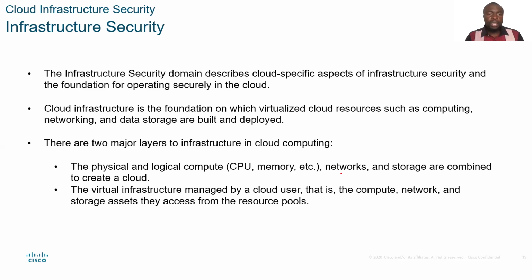Okay? So there are two major layers of infrastructure in cloud computing. We have the physical layer and the logical infrastructure. In the physical and logical compute, we're looking at network and storage combined to create a cloud. We'll look at it soon. Then the virtual infrastructure is managed by a cloud user. That is the compute, network and storage assets they access from the resource pools.